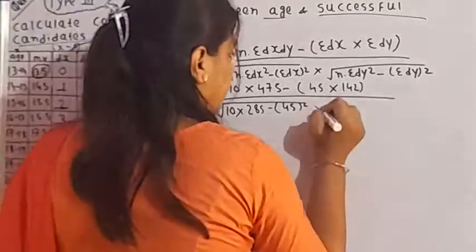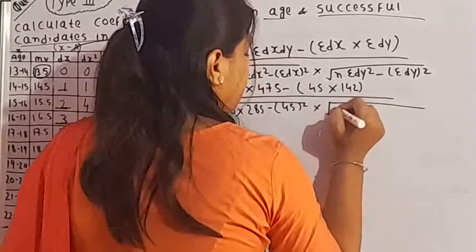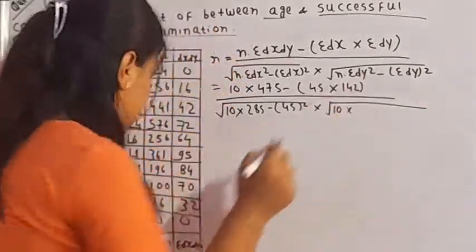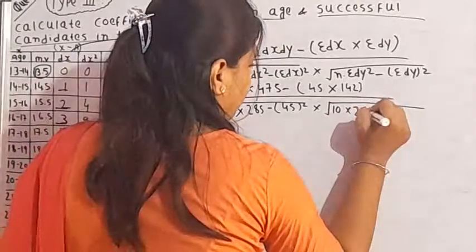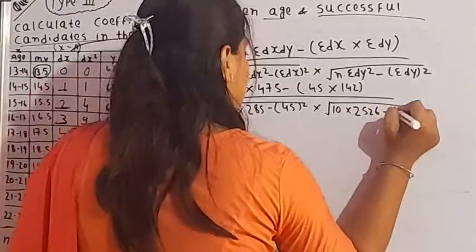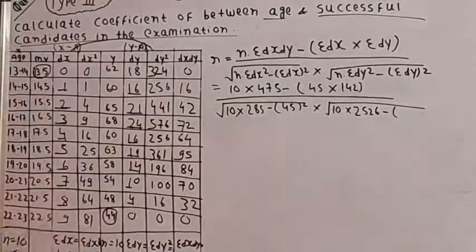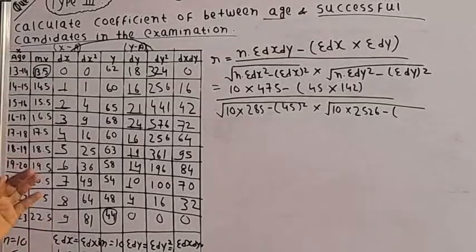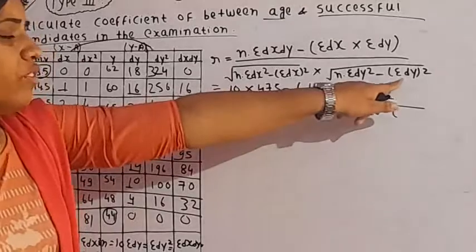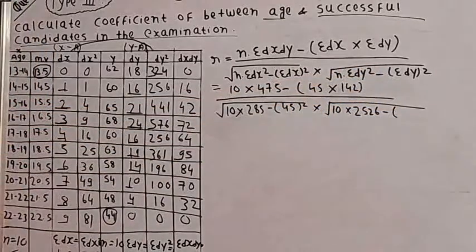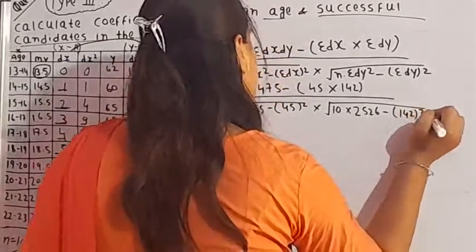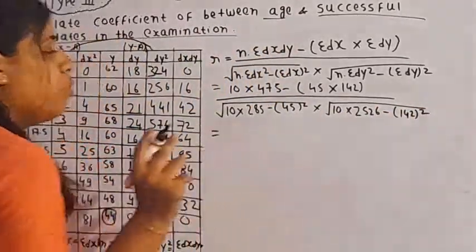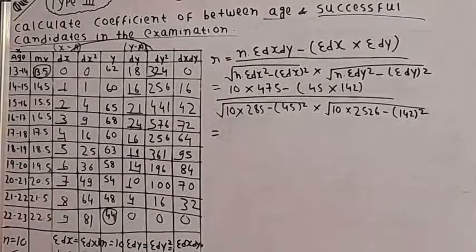Okay. Then another under root n into summation dy square. So 10 into again summation dy square, 2526, minus summation dy whole square. Again, summation dy square and summation dy whole square are different terminologies. Here what we have to do? We have to put the value of summation dy, that is 142, and we have to compute the square of this 142. Okay, so this way we have put the values in the formula.